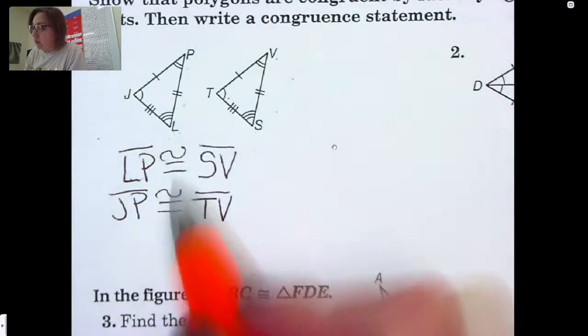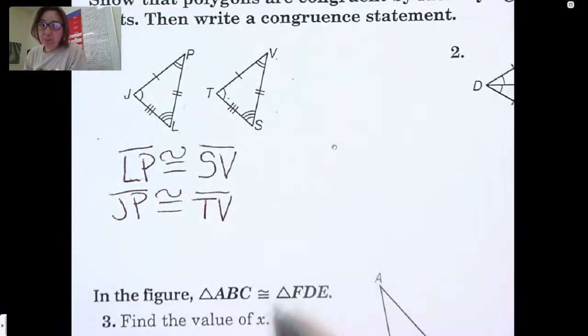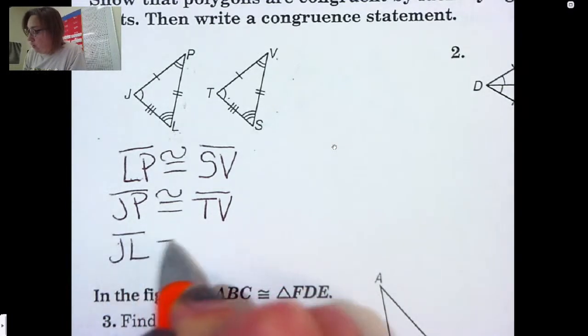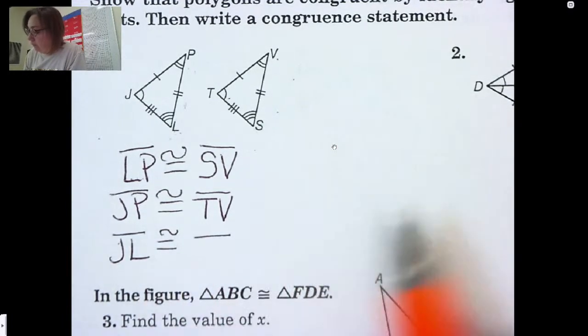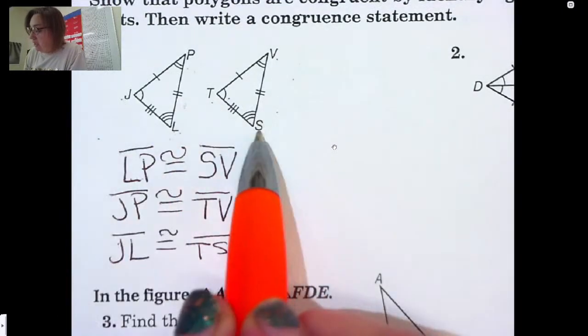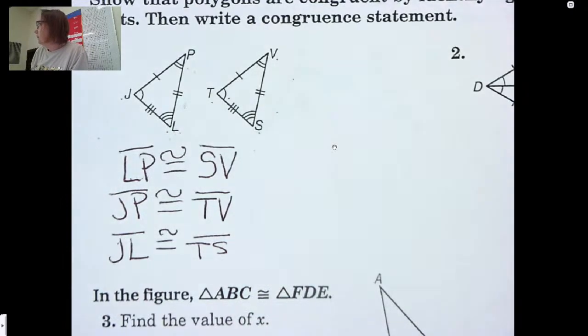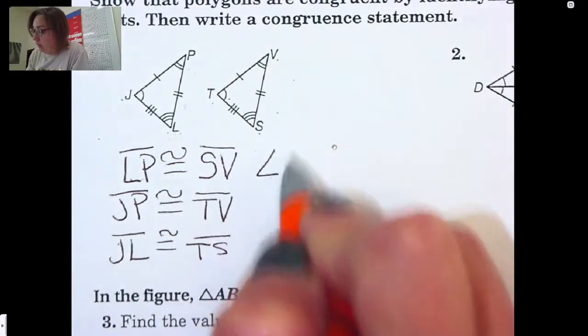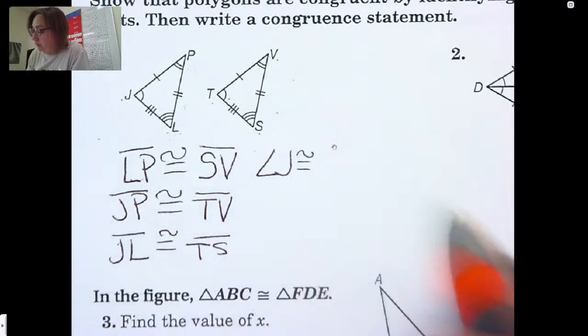All right? Then what's our last segment on this side? JL. And then what's it congruent to? TS. T matches up with J. S matches up with L. Right? Now we're going to put our angles. What angles are congruent? So we just name an angle from this one. So like angle J is congruent to what?